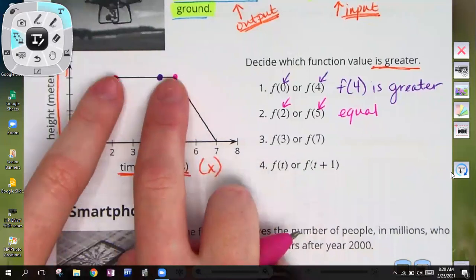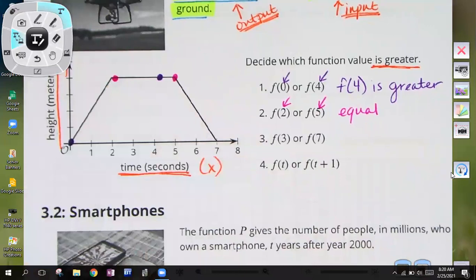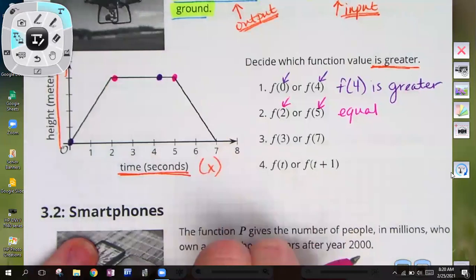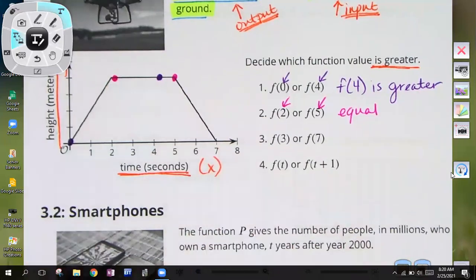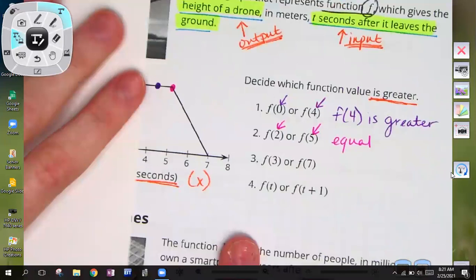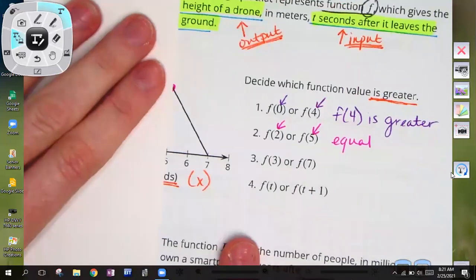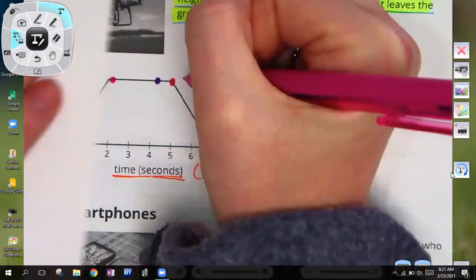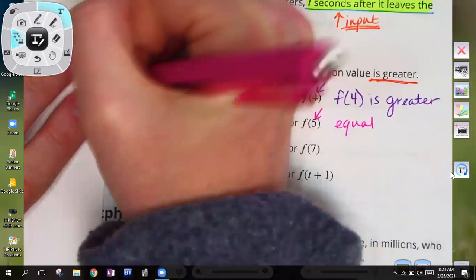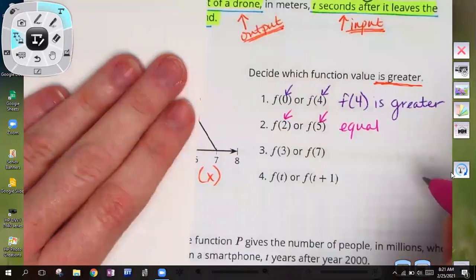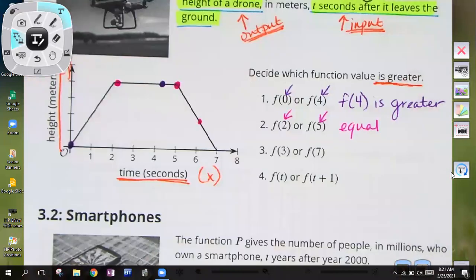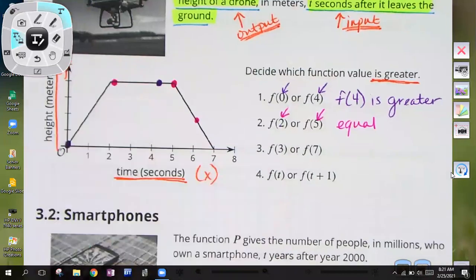Wait, that's like at f of 6, right? No, f of 6 would be right here. I'm so confused now. If they're on the same line on the y, it's the same, so they'd be equal. Look, f of 6 is going to be right here. They're both on the line together. It's because they're both on that top line. They all have the same output, so they're equal.